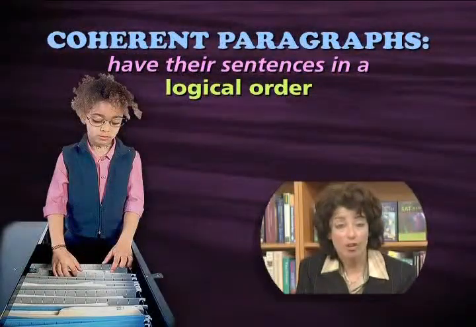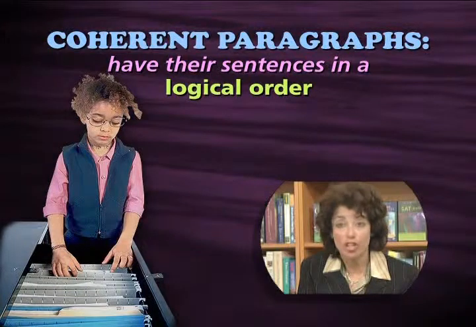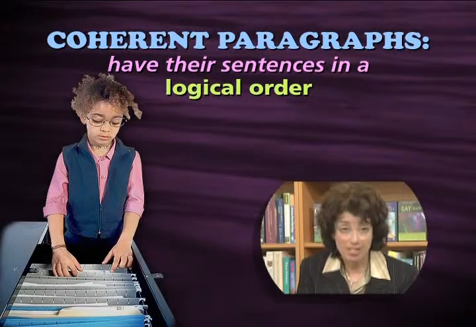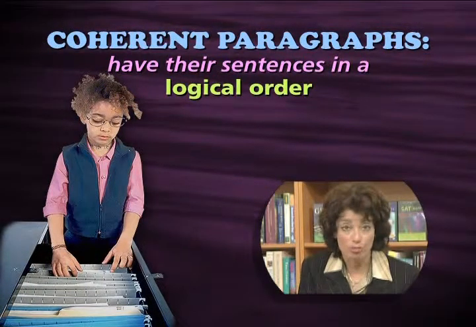So when you create a unified paragraph, you start with your topic sentence and you make sure that every single sentence, all your support, all your details, all your examples relate directly to that topic sentence. You also want to write coherent paragraphs. Coherent paragraphs have their sentences in a logical order. That means the order makes sense to you and to the reader.